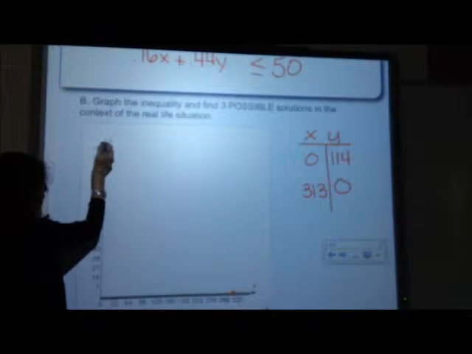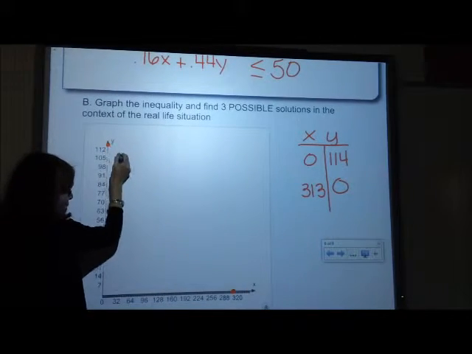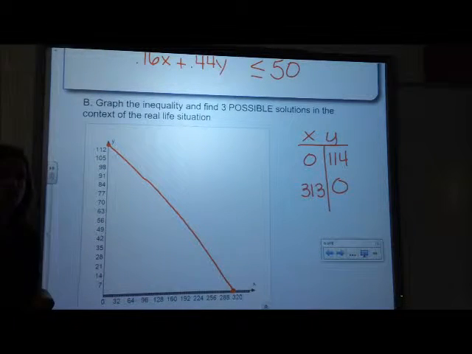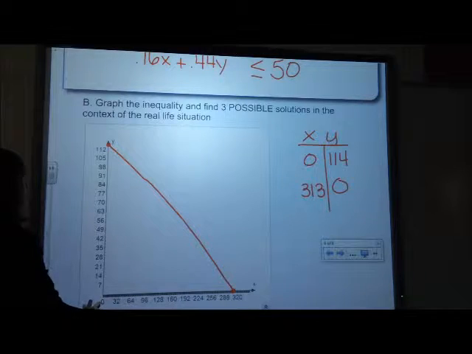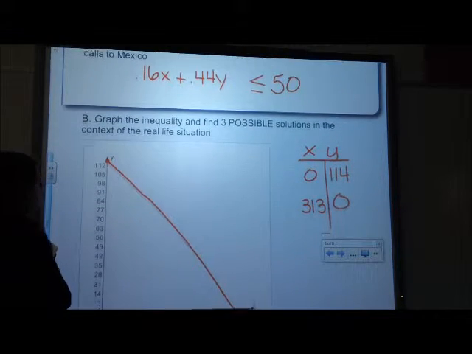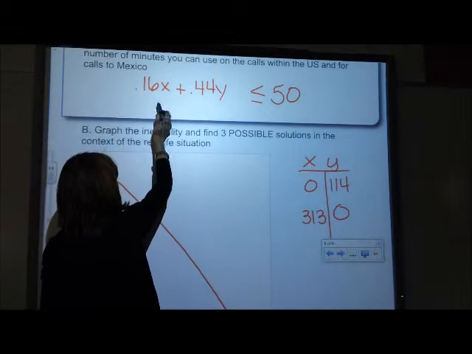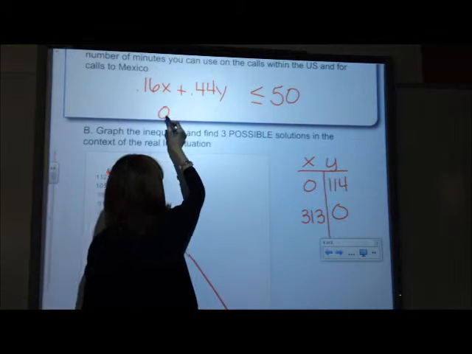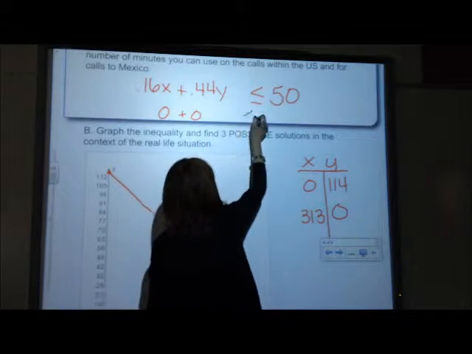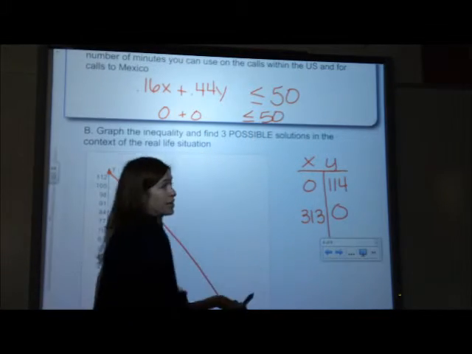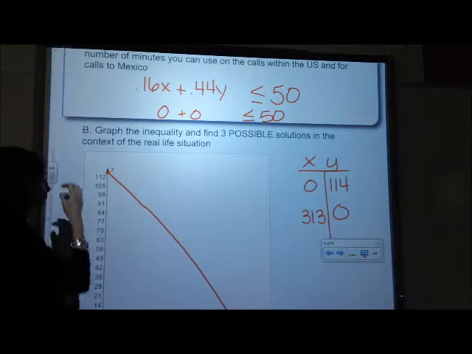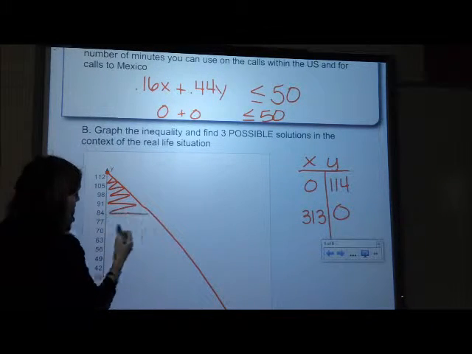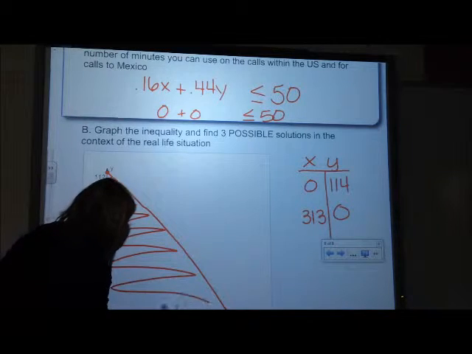And then I graphed my line. It was less than or equal to, so I've got that going on. Now, I need to see where all the solutions lie, so I'm going to use my test point of 0, 0. All right, this one should be easy for us. We take our test point of 0, 0, and we plug it in. So 0.16 times 0 plus 0.44 times 0 is going to give me 0 plus 0, which is 0. Is that less than 50? It is. It makes the inequality true, so that means that point is in the shaded region. So everything under the line gets shaded.